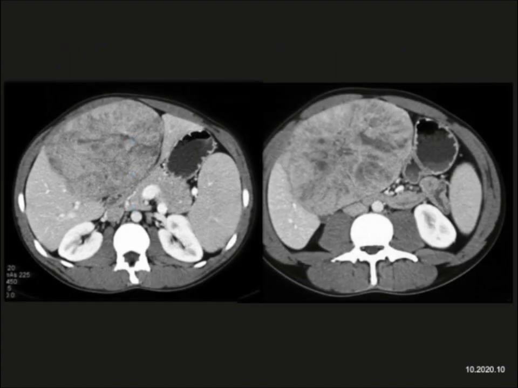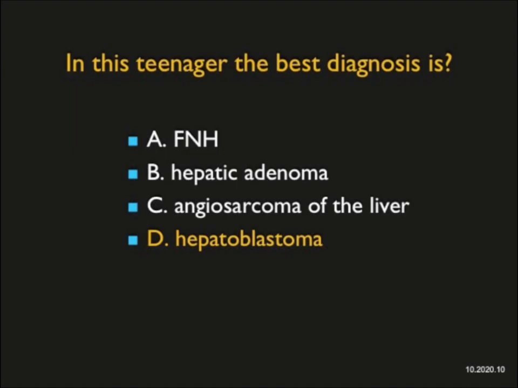When you look at the images, you see a large mass arising from the liver. There's central septations. It's pretty well encapsulated. And when you think about it, so now we're dealing with a hepatic mass. This is not the appearance of FNH or hepatic adenoma. Angiosarcomas are very vascular. This is a great appearance for hepatoblastoma. Large masses, often with calcification, usually vascular. Central scar is common, and the central scar here is very dominant. This was hepatoblastoma.